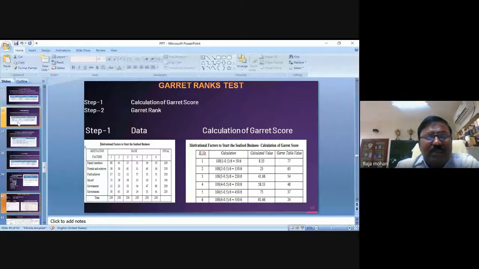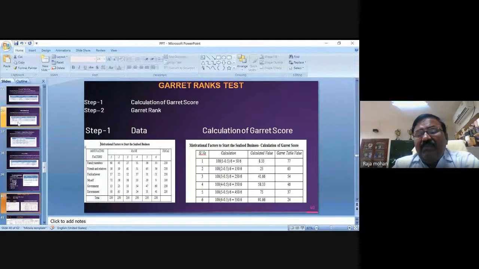You should remember that when you add this side and this side, you should get the same number. Respondents are 230, so when you add column wise and row wise, you should get 230, unless otherwise it is a mistake.